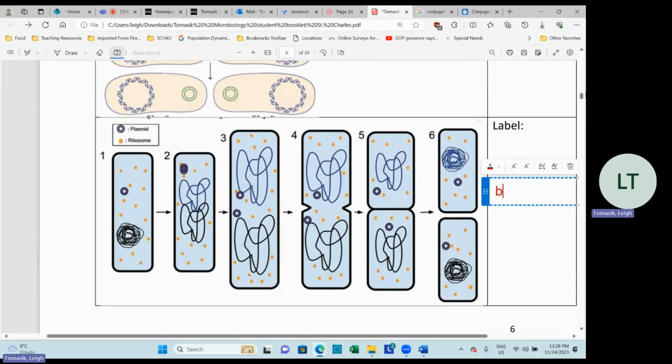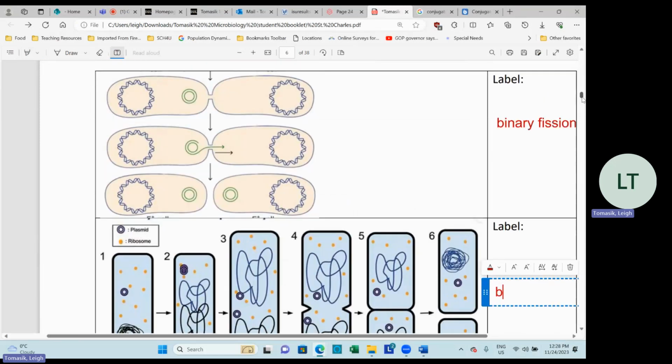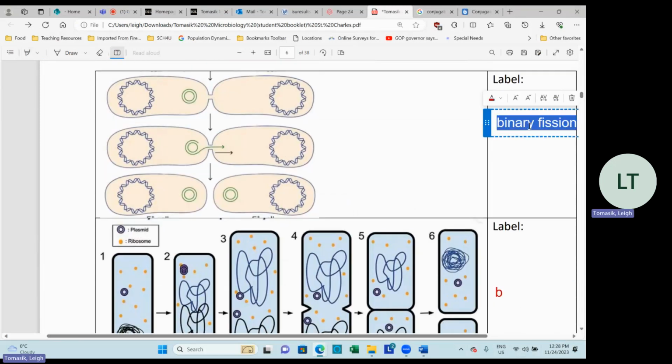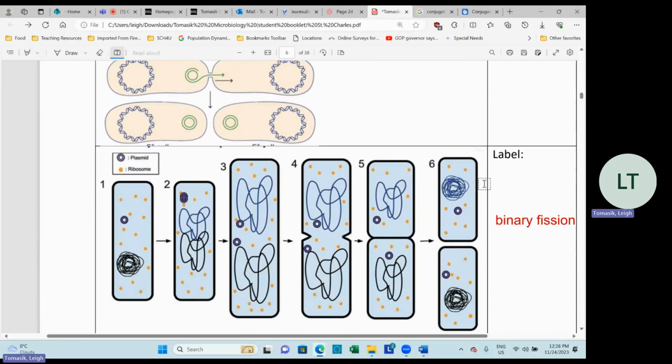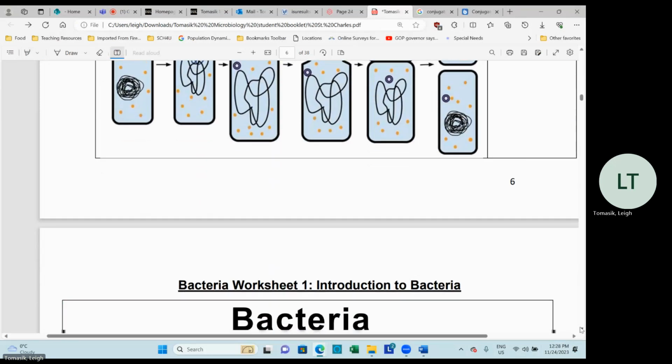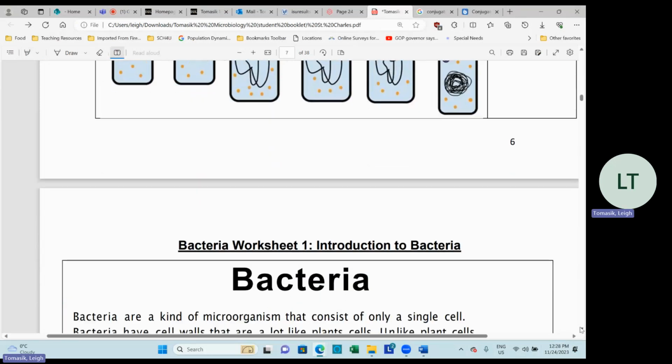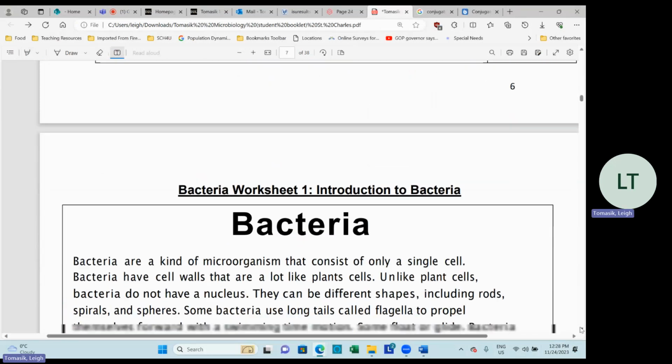Wait, did I say binary fission? Yes, I did. I meant conjugation. So the top one is conjugation and the bottom one is binary fission. So conjugation shows the passing of chromosomes from one to another, and binary fission shows the cells separating into two cells. And that's really it on bacteria.